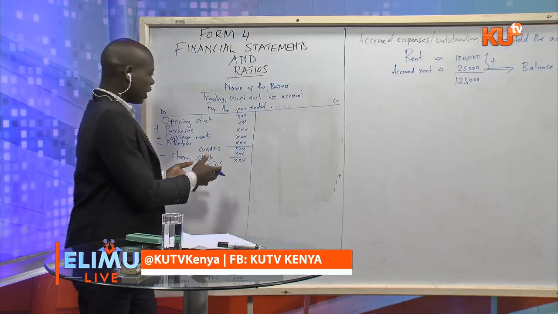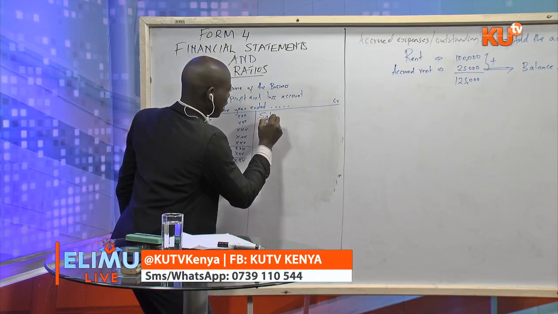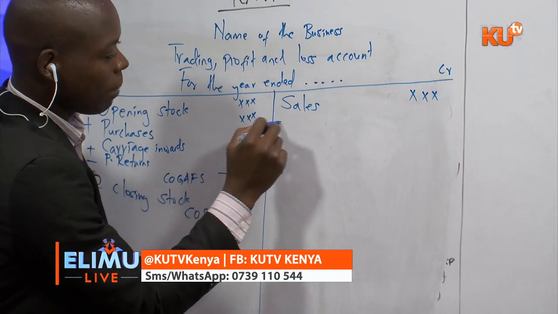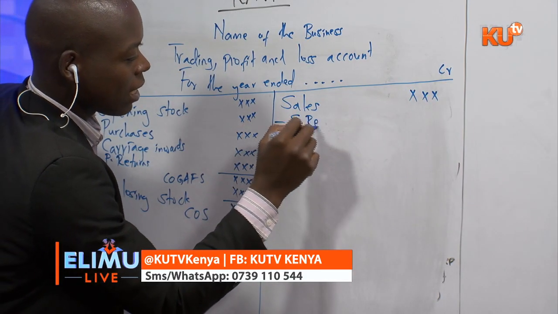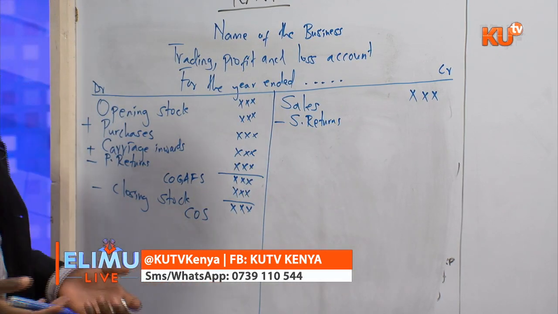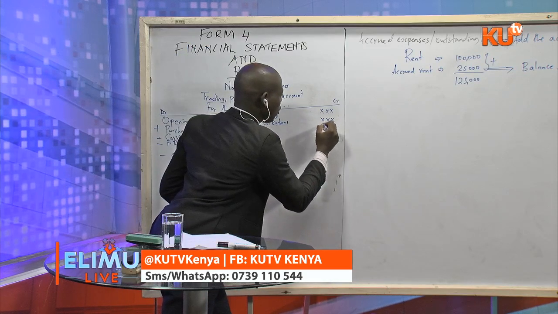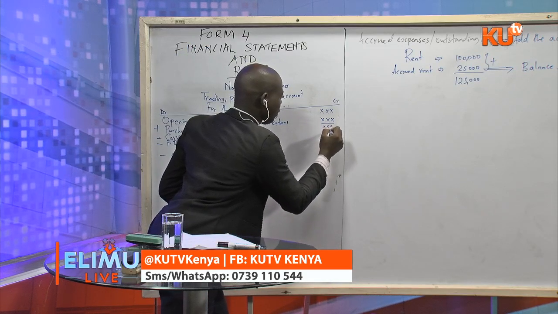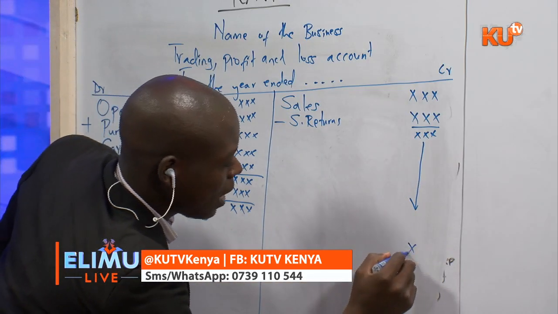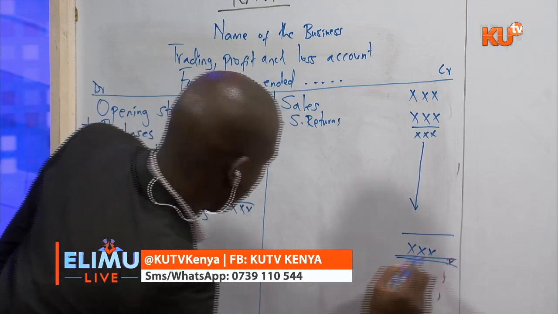Now, once we are at this stage, we go to the right-hand side, and the first item is sales. Record the figure for the sales. Subtract sales returns. Another name for sales returns is returns inwards. So we less this to get what we call net sale. And this figure for the net sale is dropped down for balancing purposes. And so we end our statement.